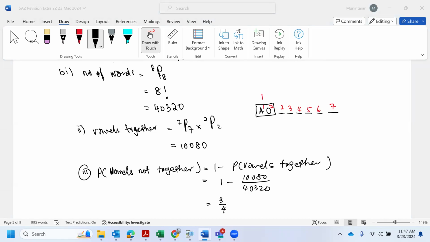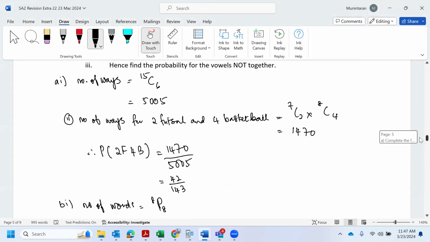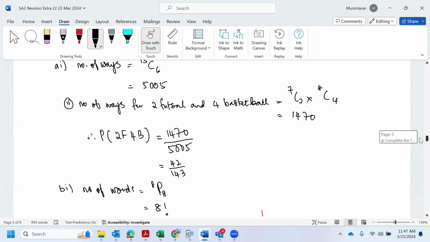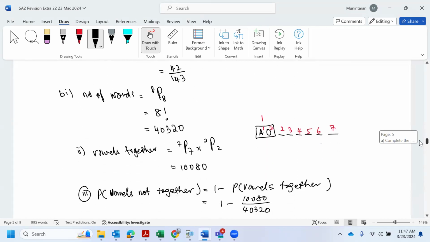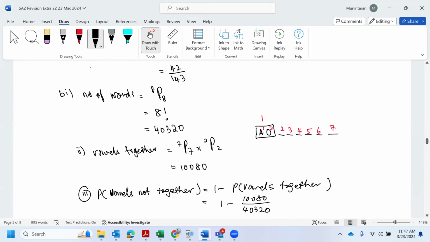CAPS LOCK, for 2 C's. What am I doing? How could I not see the similar divide? Thank you. Oh yeah, I got 2 C's. So the number of ways here, you have to divide by.